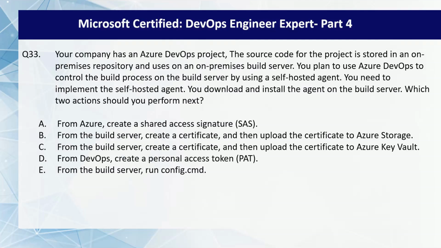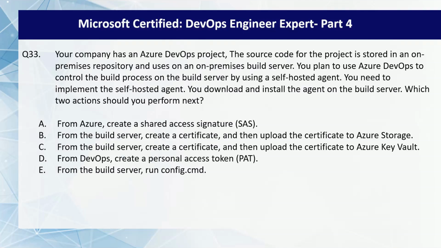Your company has an Azure DevOps project. The source code for the project is stored in an on-premises repository and uses an on-premises build server. You plan to use Azure DevOps to control the build process on the build server by using a self-hosted agent. You need to implement the self-hosted agent. You download and install the agent on the build server. Which 2 actions should you perform next?